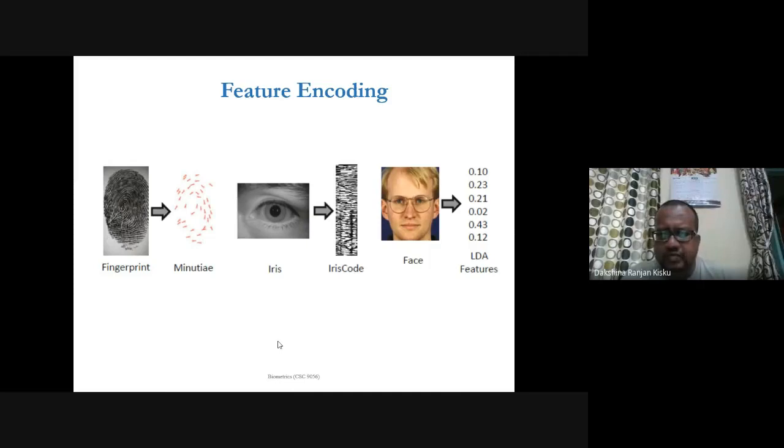So if we consider the face image, from the face image also we can extract the features. Features can be extracted with different feature extraction techniques. One such technique is LDA features. Here you can see the LDA features are encoded as a vector, and this vector is used for the matching.